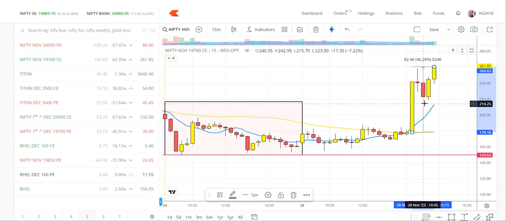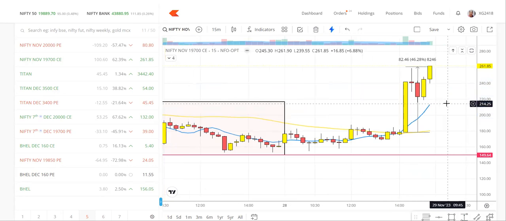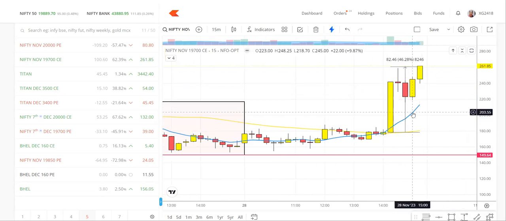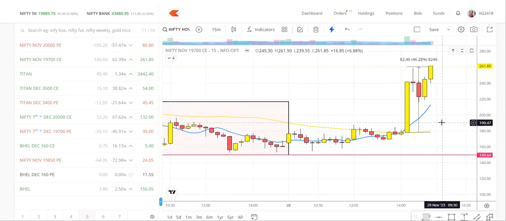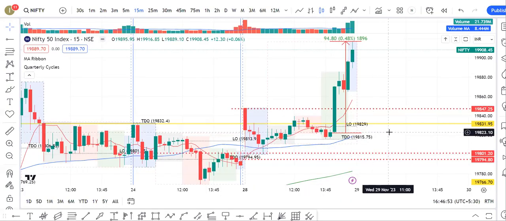So around 3 p.m., 3:10 p.m., I think 2:45, it gave a discount to the level of 217. If you would have taken at that level, again you could have made at least a minimum momentum trade. You could have got from 217 to 260. So that's how you can take the trade.